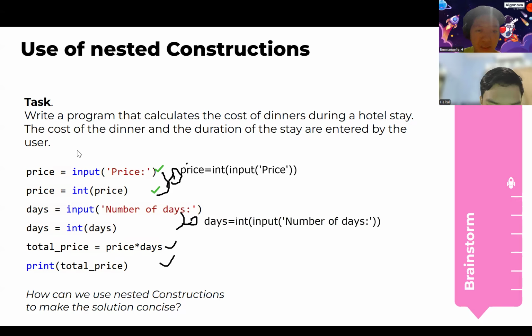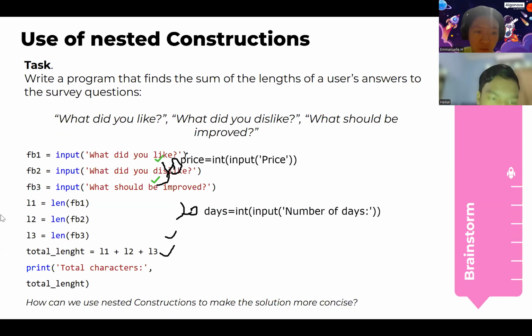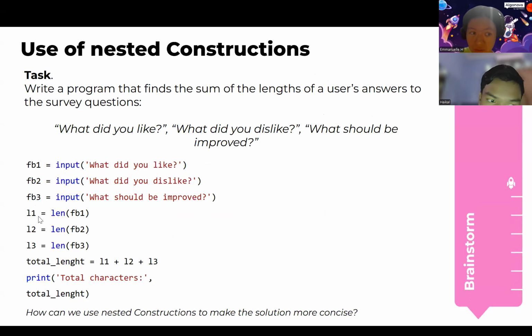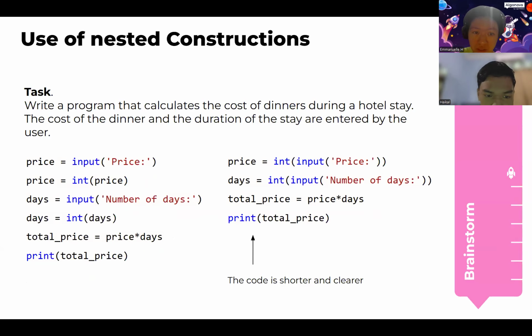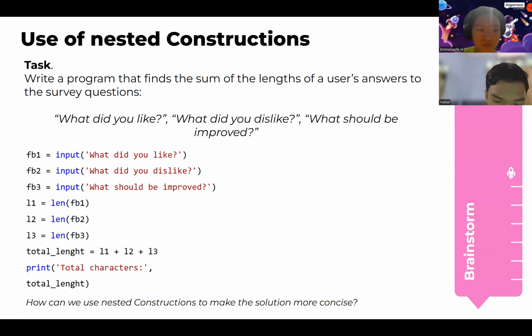Okay. Any question? Not really. How about this one? Hold on, I didn't listen. So the days can also be put in one line like the price. Yeah, also one line. Okay, how about this one? How to shorten? Input and len could be shortened.